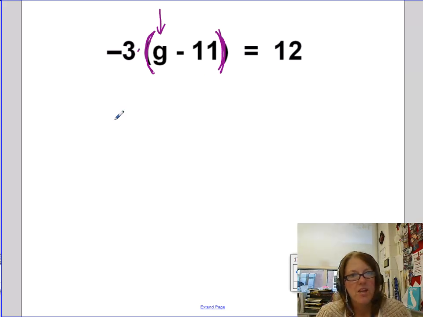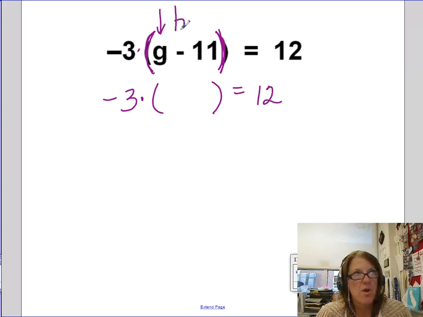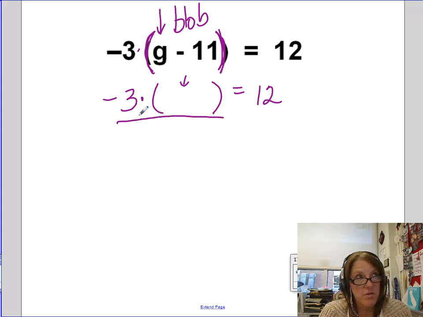Here's what I really want you to do. Underneath, write -3 and just put empty parentheses there equals 12. Think of all the stuff inside these parentheses as a blob. -3 times this whole blob equals 12. Do you know what this number has to be? If you can see it in your head, awesome. Otherwise, we counteract this first by, since I'm multiplying -3 times the blob, dividing by -3.